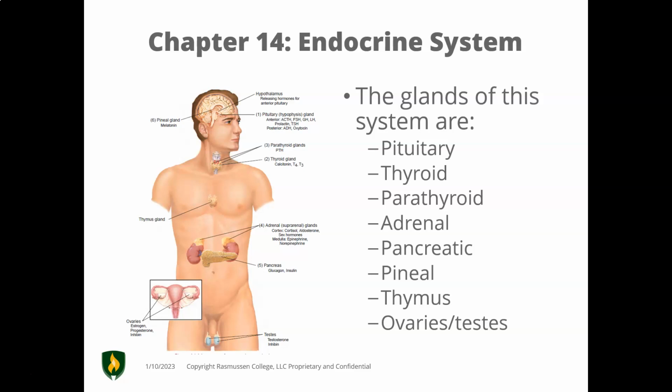We also have the pineal gland. This is shaped like a pine cone, and it is located in the posterior or back part of the third ventricle of the brain. This gland is responsible for producing what we call melatonin. We also have the thymus gland, ovaries, and testes, depending on the sex of the patient.